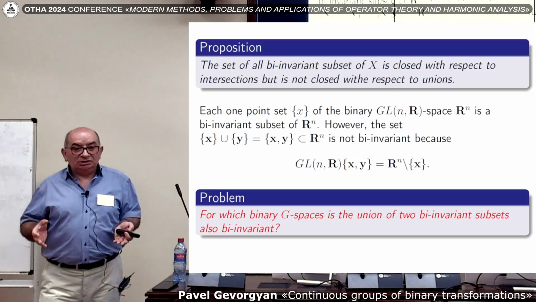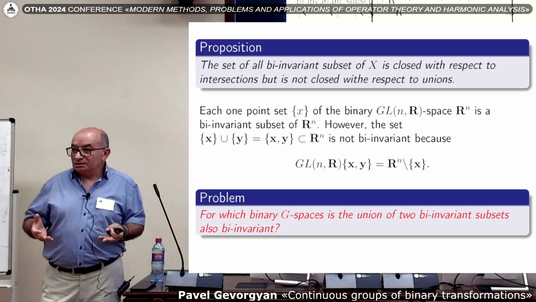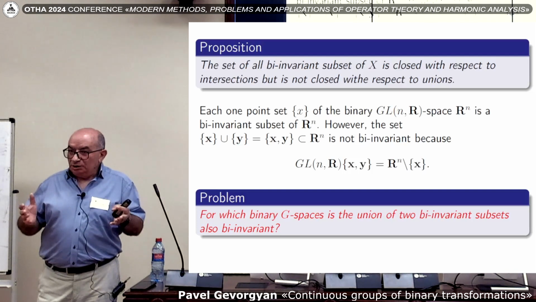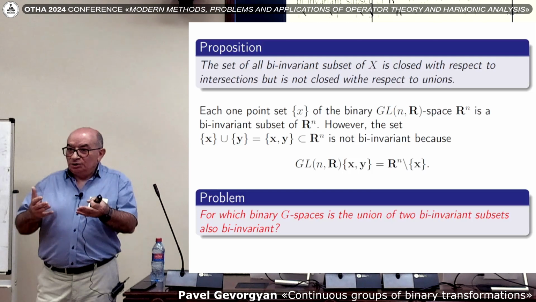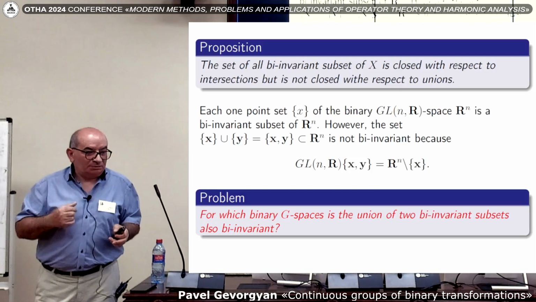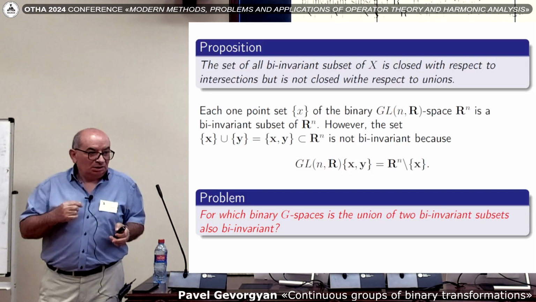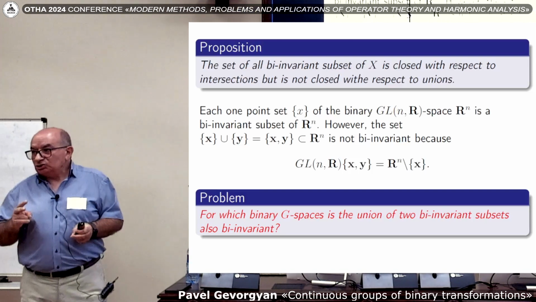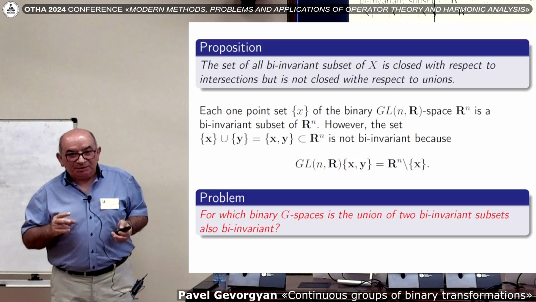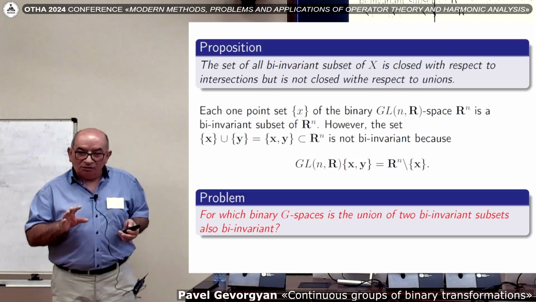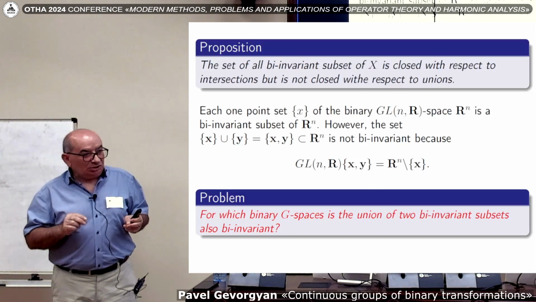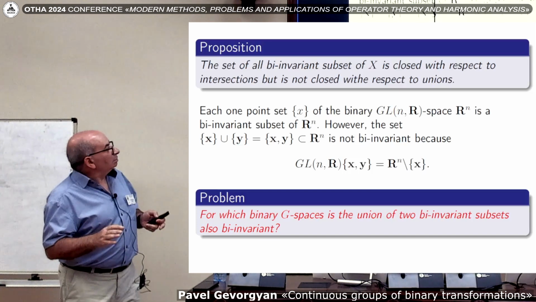It is well known that in G spaces, the intersection and the union of two invariant subsets is also invariant. But this assertion is false for binary G spaces. More precisely, the intersection of two bi-invariant subsets of a binary G space is also bi-invariant. However, the union of two bi-invariant subsets is not generally bi-invariant.